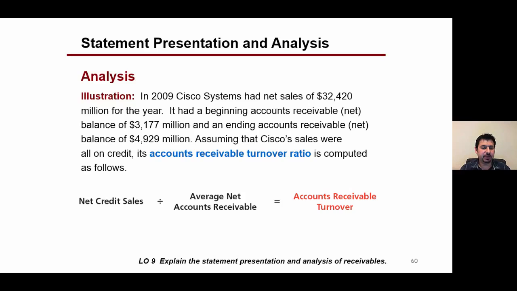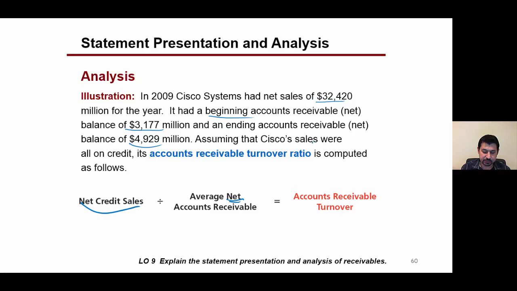And we calculate that by dividing net credit sales. Again, we don't include cash sales because those were collected immediately. So we have net credit sales divided by the average net accounts receivable. In this case, in 2009, Cisco Systems had net sales of 32,420 million for the year. Beginning accounts receivable was 3,177. Ending accounts receivable was 4,929 million.